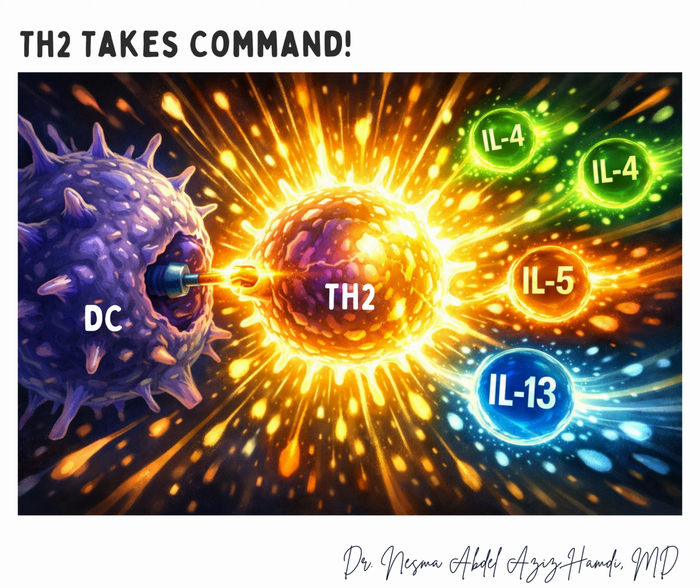When antigen-presenting cells encounter parasitic antigens, they drive CD4 T cells to differentiate into T helper 2 cells. These cells secrete key cytokines, interleukins 4, 5, and 13, which collectively coordinate the anti-helminth immune response.